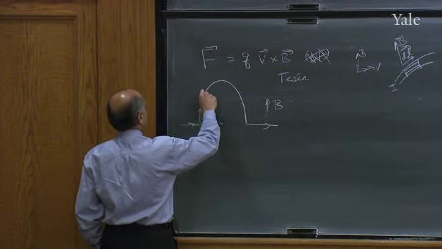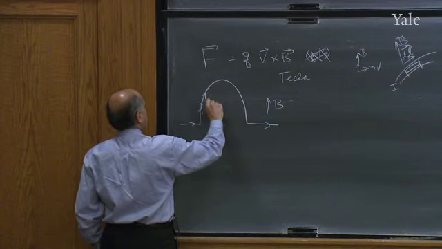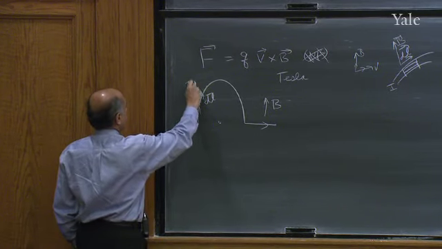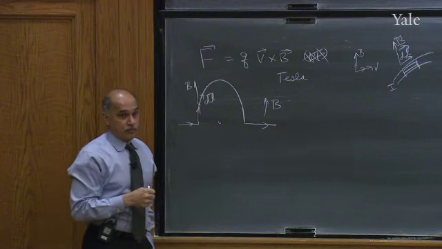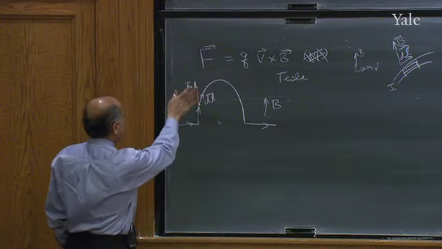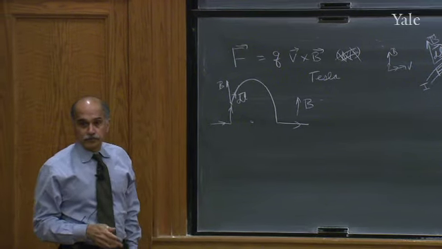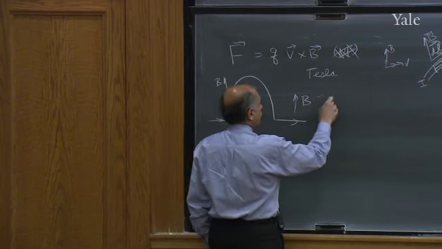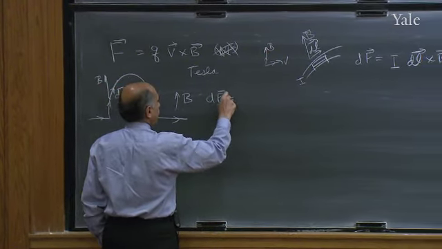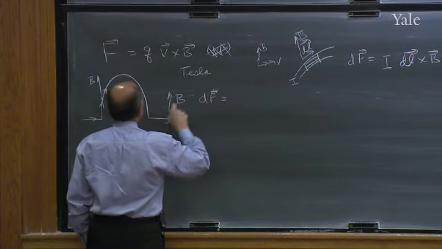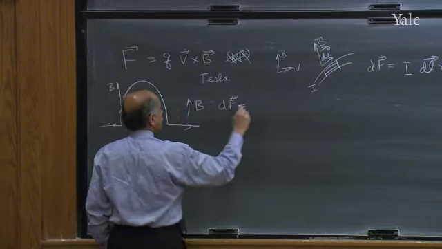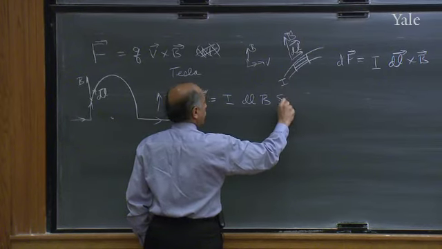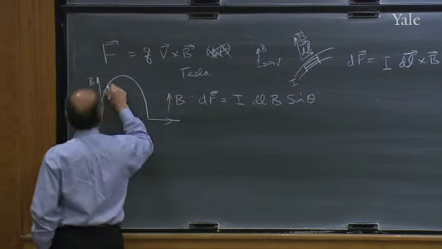So take a segment here, if you like. That's the segment dl, and that is the B. Turn a screwdriver from dl to B, and it's coming out of the blackboard. B is assumed to be uniform and in the plane of the blackboard. So let's now compute the contribution from this segment. I'm going to ignore the vector nature because it's coming out of the board. I already know that. So there is a current I, then there is the dl, then there is the B, and there is the sine of the angle between these two.